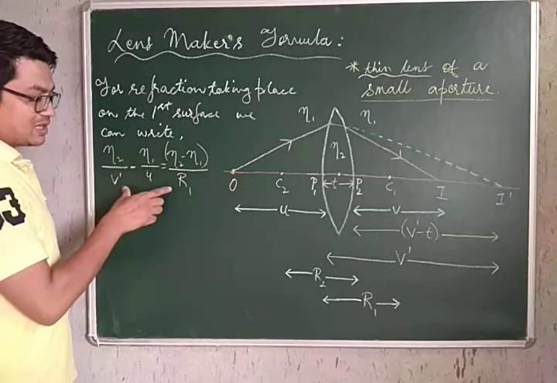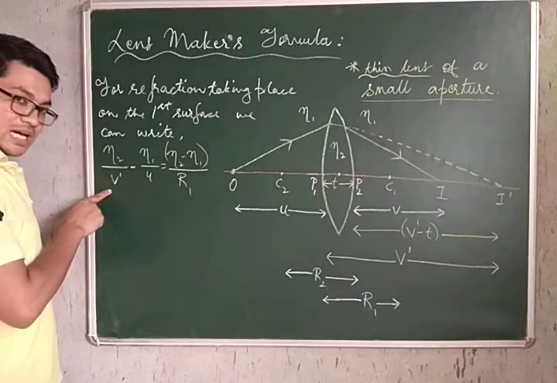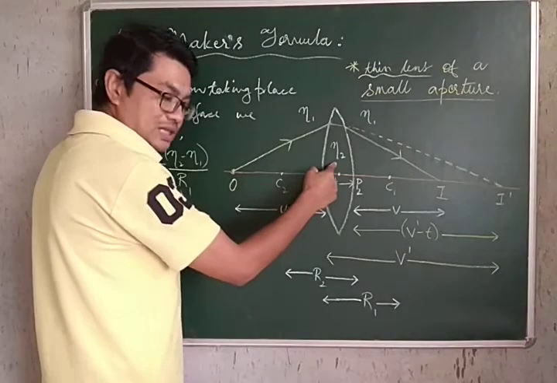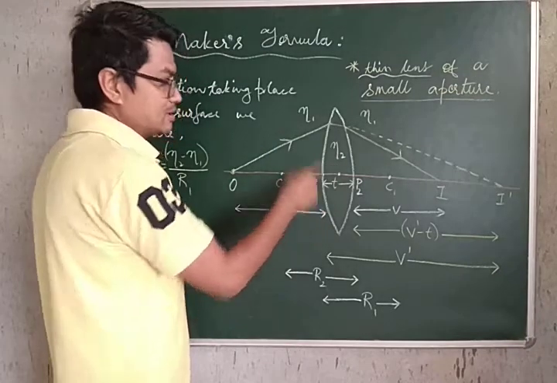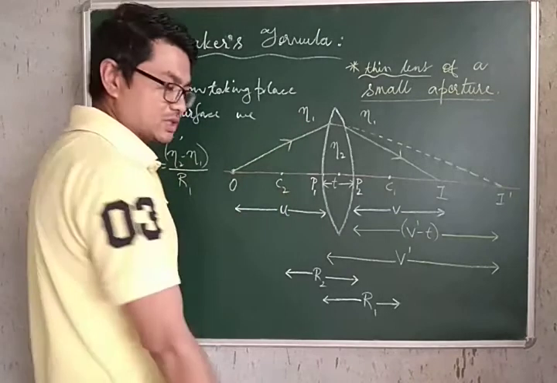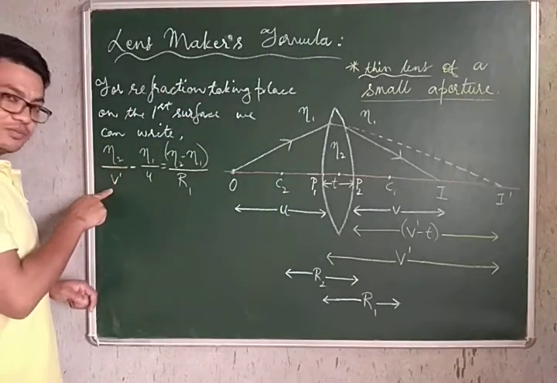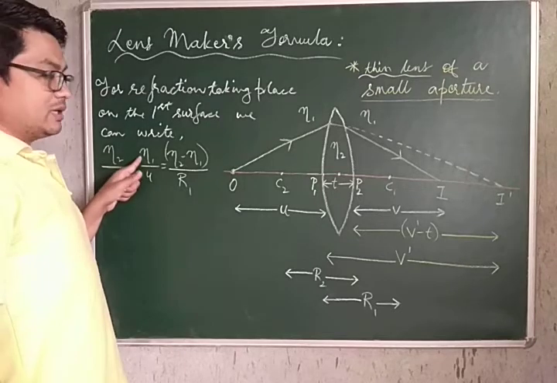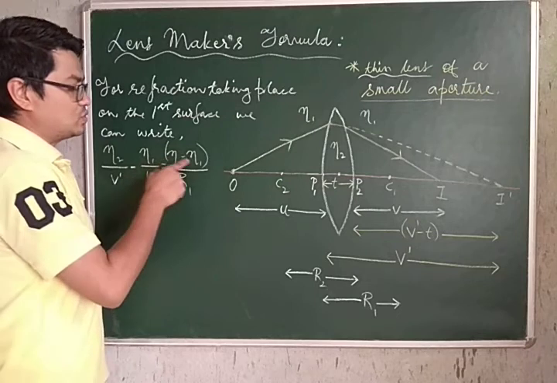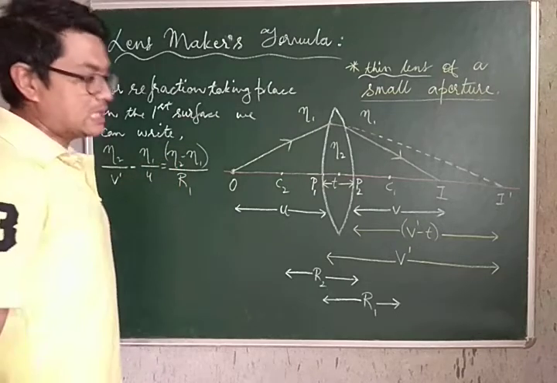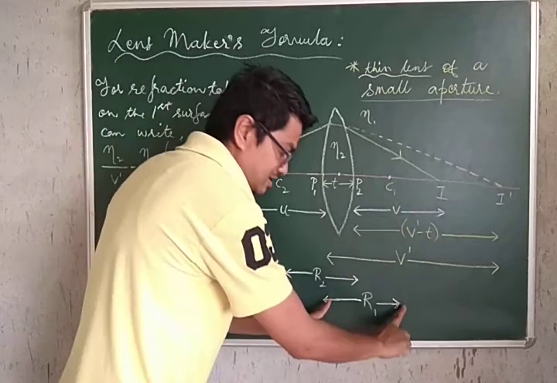So for now we are considering refraction taking place only at the first surface. So for refraction taking place at the first surface, we can write eta 2 by V dash, where eta 2 is the refractive index of the second medium, which is the lens in this case, and eta 1 is the refractive index of the first medium. So the refractive index of the second medium divided by the image distance, minus the refractive index of the first medium divided by the object distance, is equal to eta 2 minus eta 1 divided by the radius of curvature of the first surface, which is this distance R1.